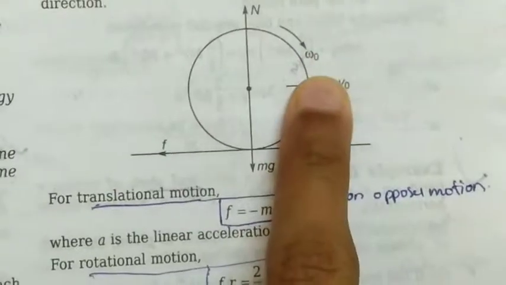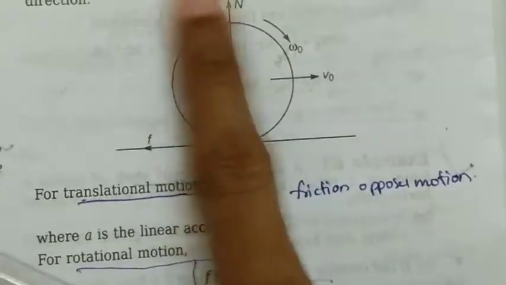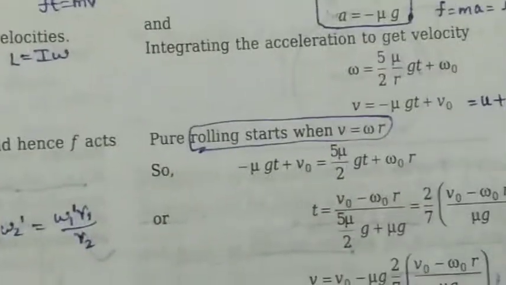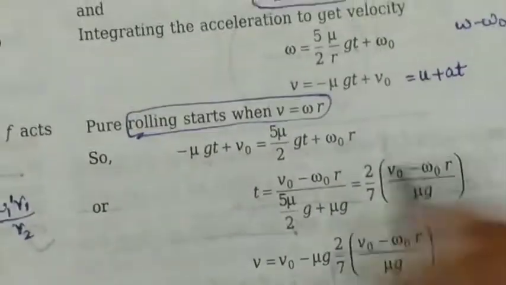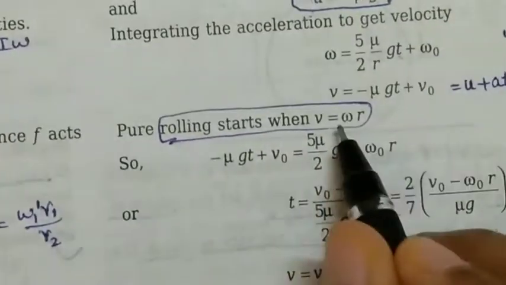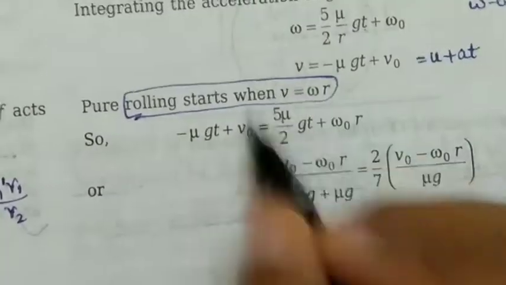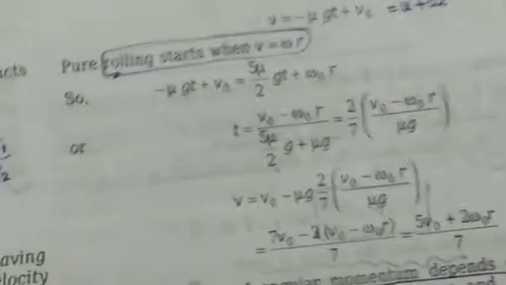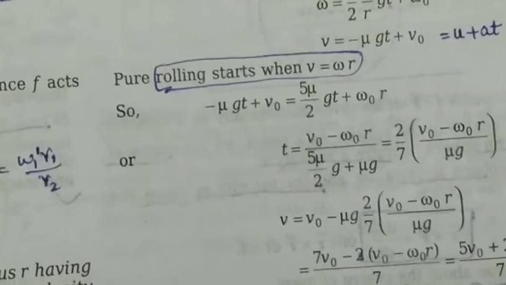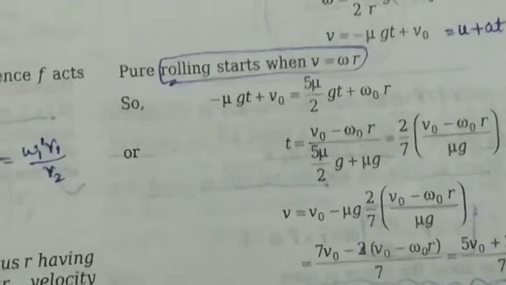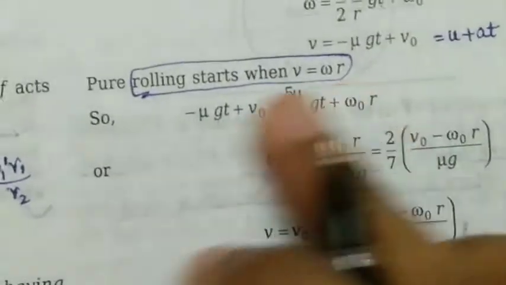So initially it was omega naught. Because of the opposing frictional force, its rotational speed also would have been reduced. So v is the translational velocity at a particular time, and omega is the rotational velocity at that particular time. So pure rolling starts when v is equals to r omega. When v is equals to r omega, then only rolling motion would be there without slipping. So the sphere moves forward only because of rolling. So when v is equals to r omega, rolling starts.